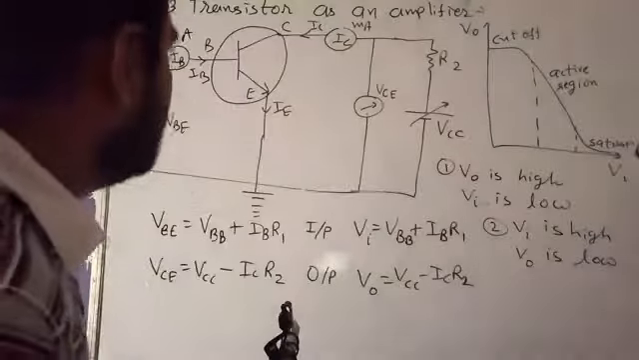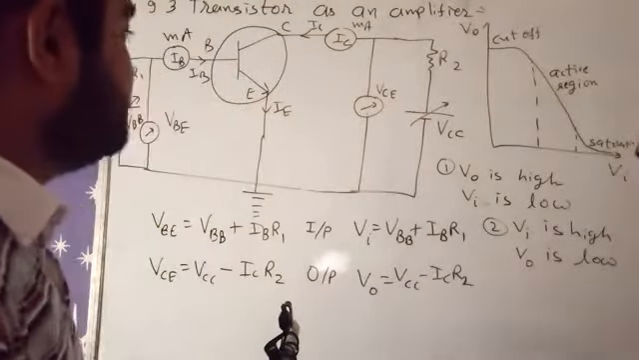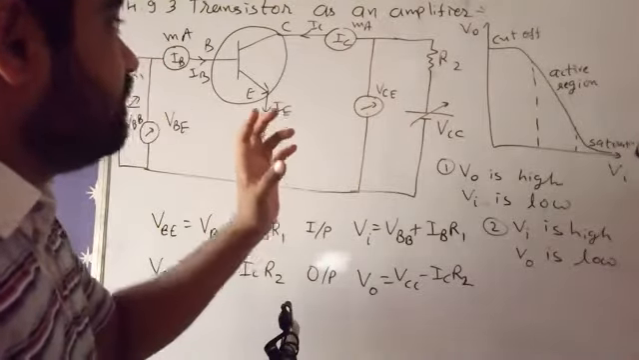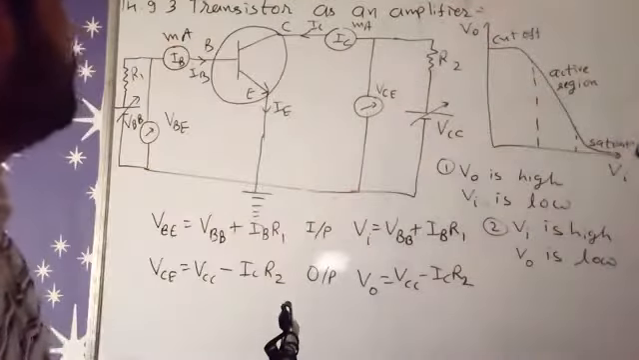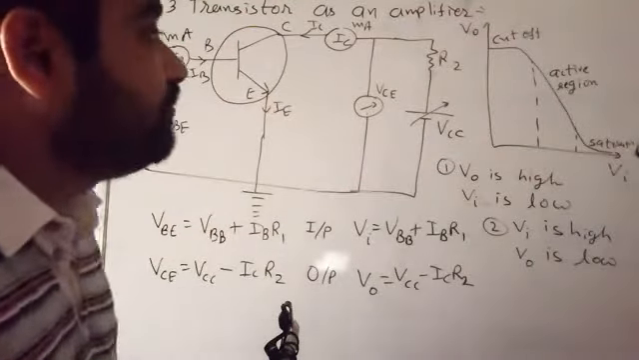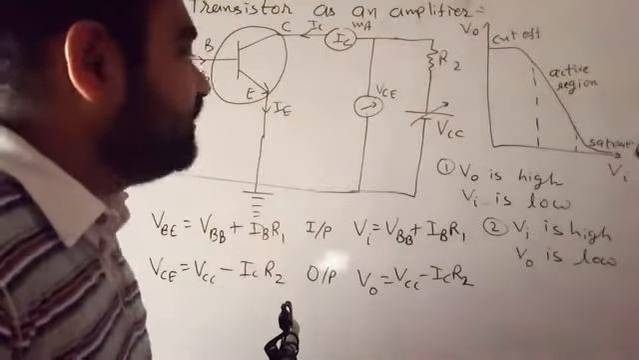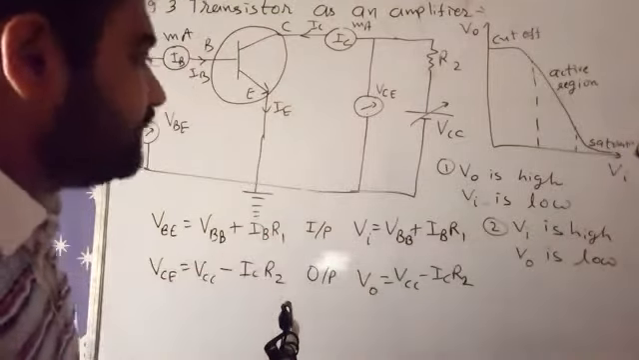In the same circuit, now we have to study transistor as an amplifier. Now transistor as an amplifier, see, for transistor as a switch, we are using the cutoff and saturation regions. But for this amplifier circuit, we have to use the active region of this circuit. Now for the active region of this circuit, see here we are having two equations.